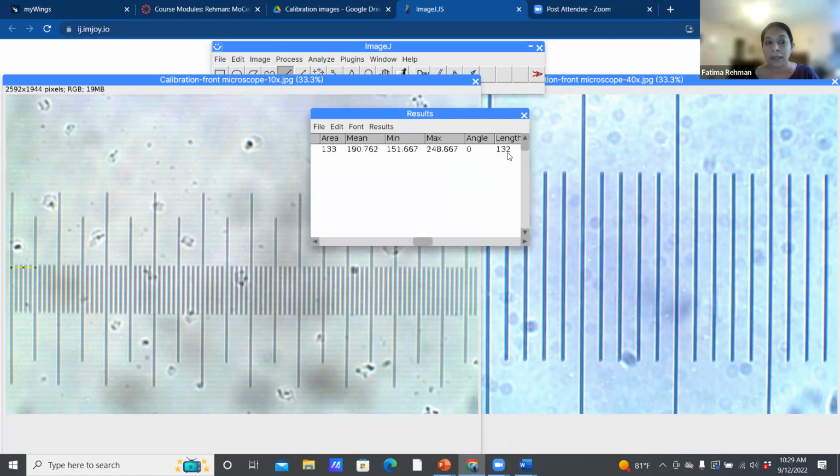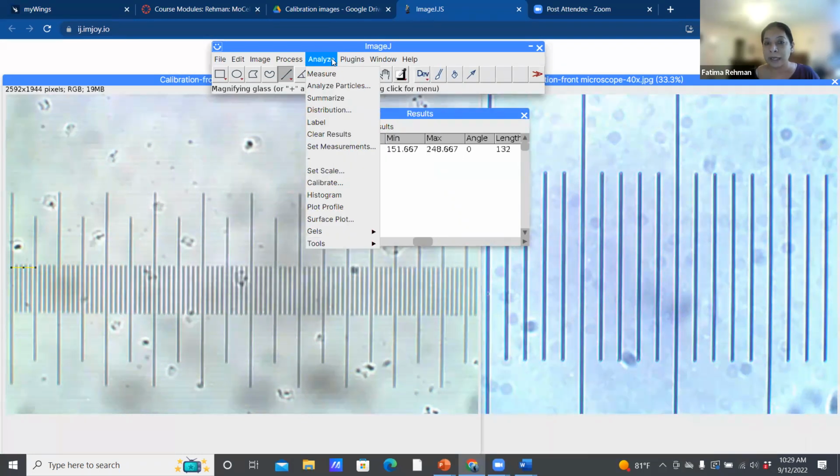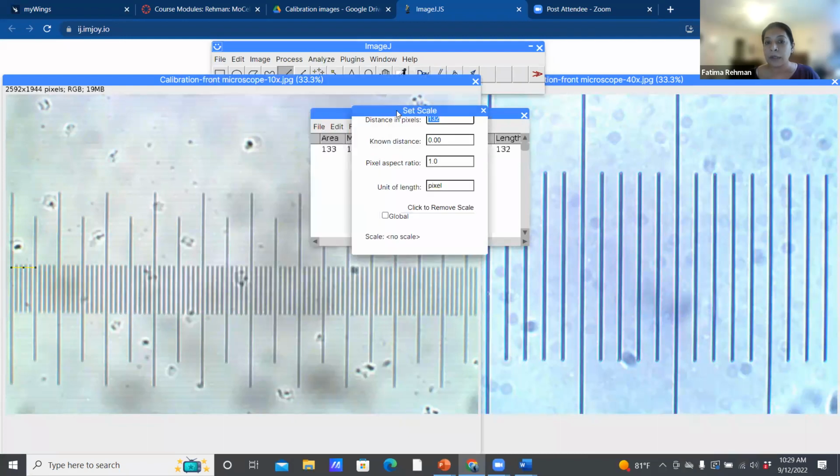So it tells me that my length in pixels is 132. I will then go to analyze and say set scale. When you go to set scale, it's already going to give you that distance in pixels. In the next field, it says known distance. Well, I'm looking at 5 stage units. So what's my known distance? How many total micrometers should it be? Since I'm looking at 5 stage units, what should I write?